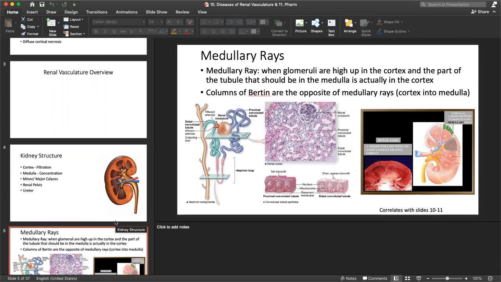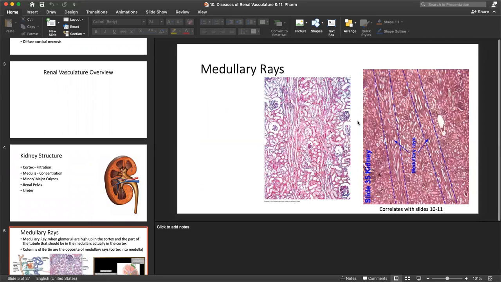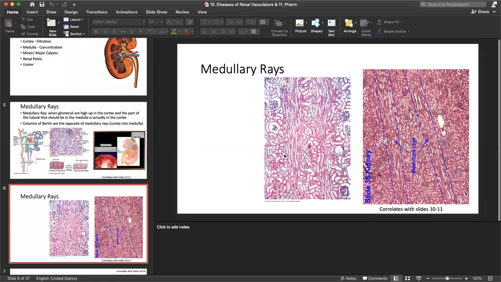Our medullary rays are the straight tubules, but it's where the glomeruli are, high up in the cortex. And then the tubule, here's a better picture, is going to be in the medulla. The columns of Bertin are going to be opposite of the medullary rays. So you can see the rays right here. Okay.